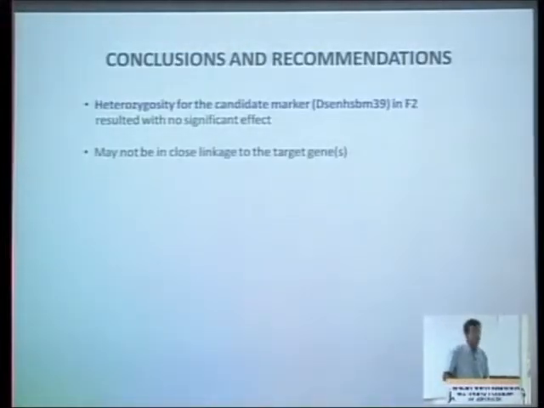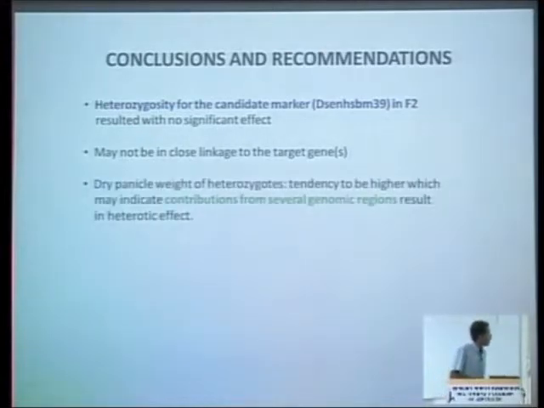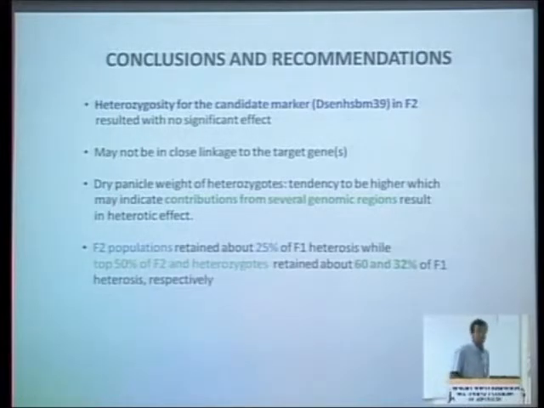So in conclusion, we can say that heterozygosity for the candidate locus had no significant effect, or the effect was very small. So the first suggestion maybe is there may not be close linkage between the target gene and the candidate marker. Whereas there was some tendency of increased panicle weight or dry panicle weight due to heterozygosity at the candidate locus. So this may indicate that there is contribution from several genomic regions. So among these, the candidate locus may be contributing to dry panicle weight as well. F2 populations retained about 25% of the F1 heterosis, whereas the top 50% of F2 and the heterozygotes retained around 60 and 32% of the F1 heterosis, respectively, which indicates that several genes are involved with mediating the heterosis in F1.